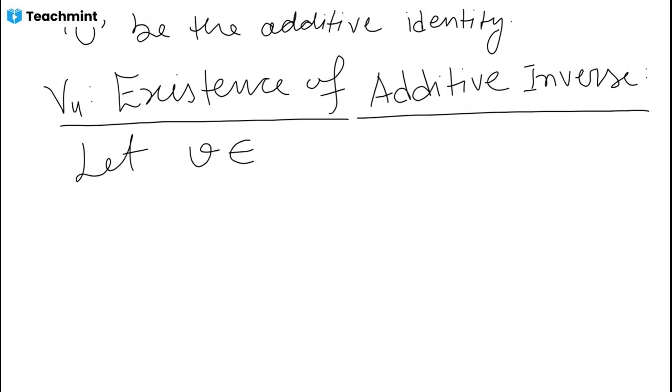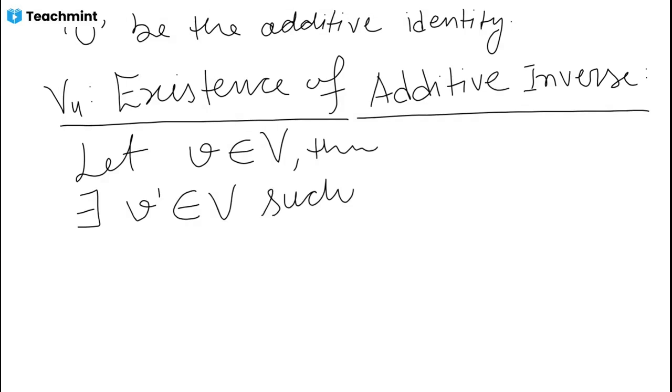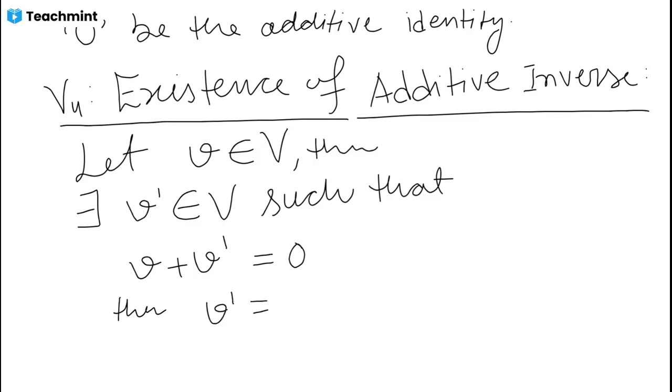Let v belong to the set capital V. Then there exists an element v dash, also belonging to V, such that v plus v dash gives the additive identity. Then v dash is equal to 0 minus v, or v dash is equal to minus v.